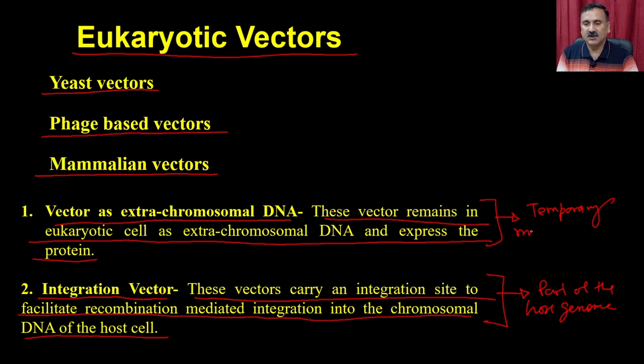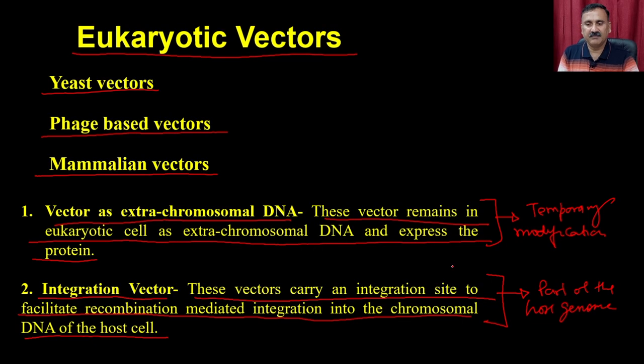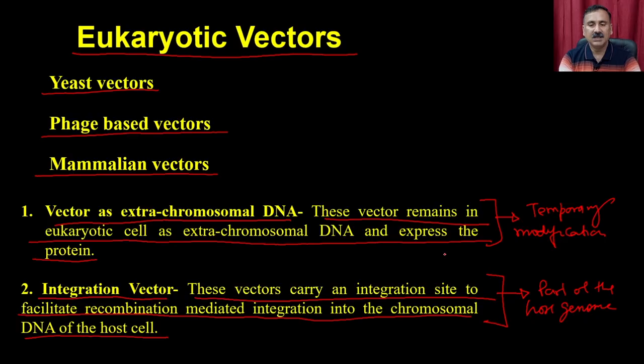temporary modification, right? As long as the vector is present in the extra chromosomal DNA, it is going to express the protein, but once the vector is out of the cell, it is not going to express. Whereas in this case, since you have introduced the integration sites, it will actually go through the recombination process, and utilizing these integration sites, it can become a part of the chromosomal DNA of the host cells.